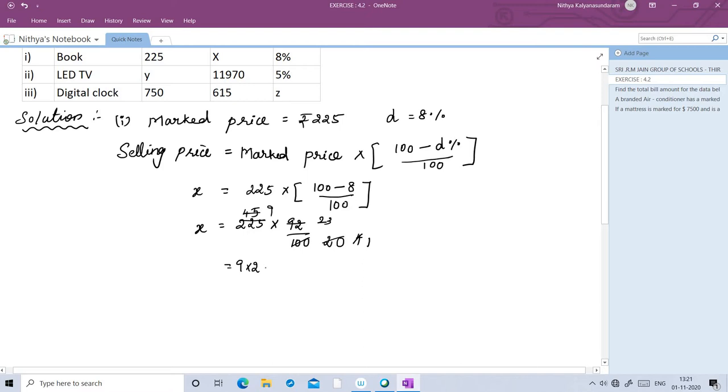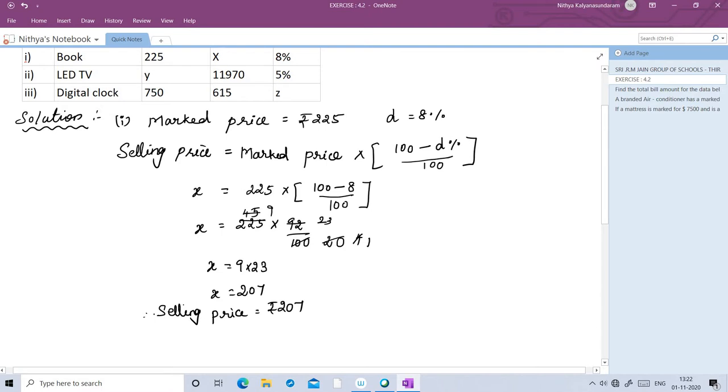So 9 into 23. X is equal to, we want to multiply 9 into 23. So 9 into 23, X is equal to 207. Therefore, selling price is rupees 207. Second question, LED TV it's given. So in that we want to find out the marked price.